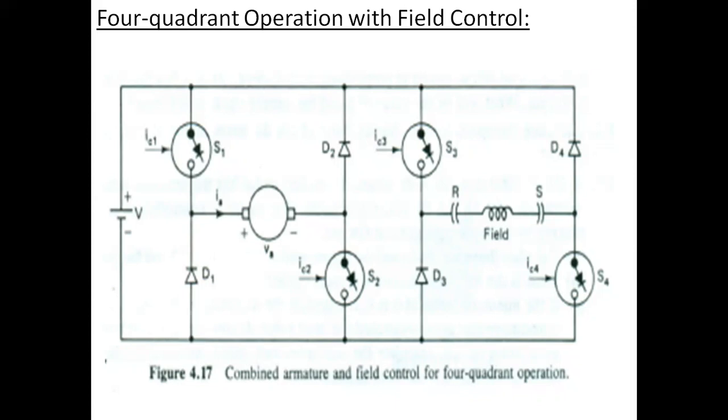The armature chopper provides the operation in the first and fourth quadrants with a positive field current. And if the operation is in the second and third quadrants, there will be a negative field current. So when the field current or connection is to be reversed, first the field current should be reduced to 0.